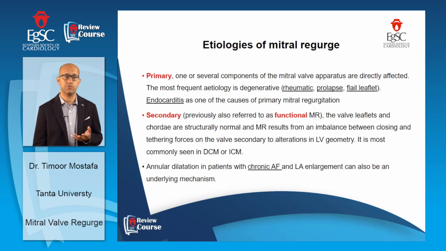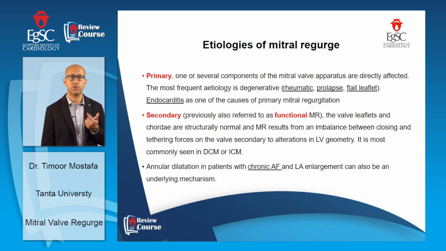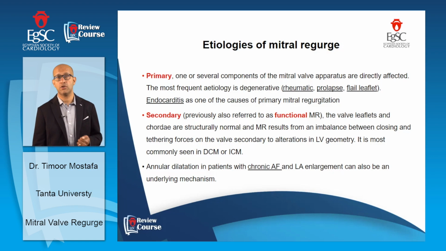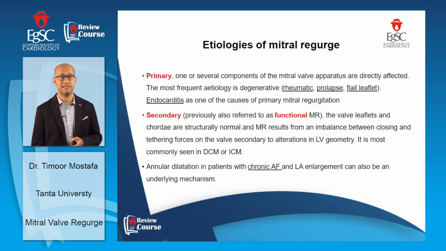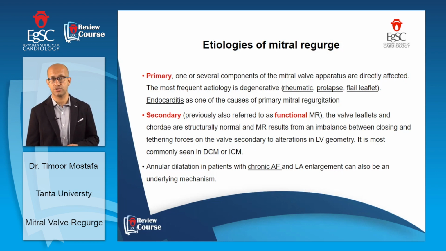What about the etiology? We have 2 etiologies, primary or secondary. In primary, one or several components of the mitral valve apparatus are directly affected, and the most frequent etiology is degenerative, like in rheumatic heart disease, as we see in Egypt, like prolapse, flail leaflet, and also endocarditis is one of the causes of primary mitral regurgitation.